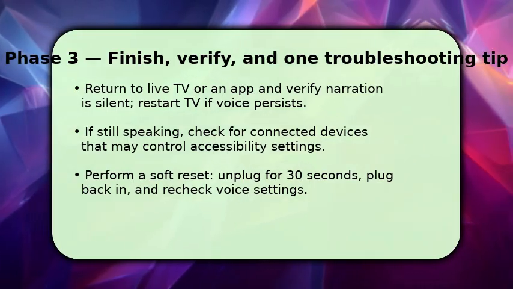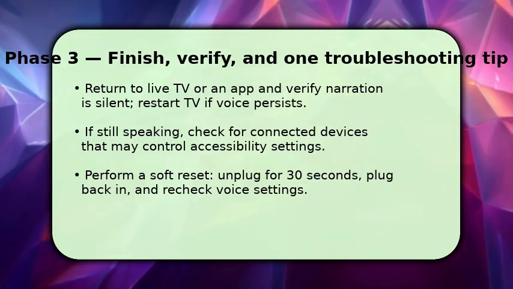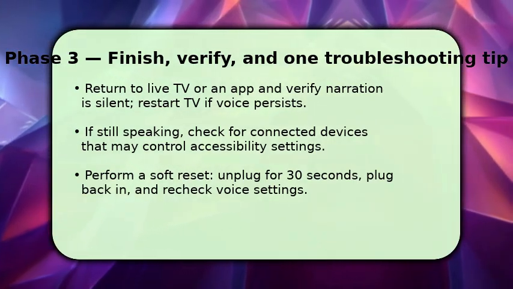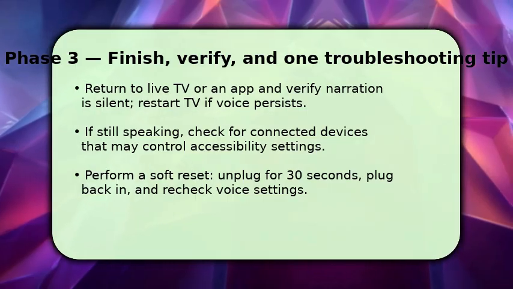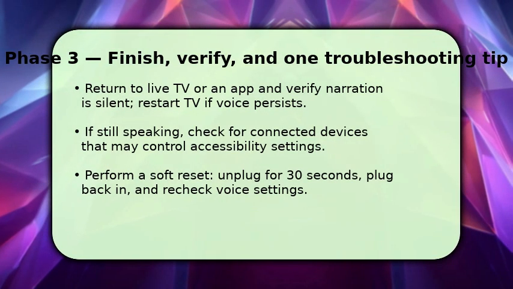As a key troubleshooting tip, perform a soft reset. Unplug the TV for 30 seconds, plug it back in, and reopen accessibility to ensure the toggle stayed off. If problems persist, note the model number before contacting support for targeted guidance.